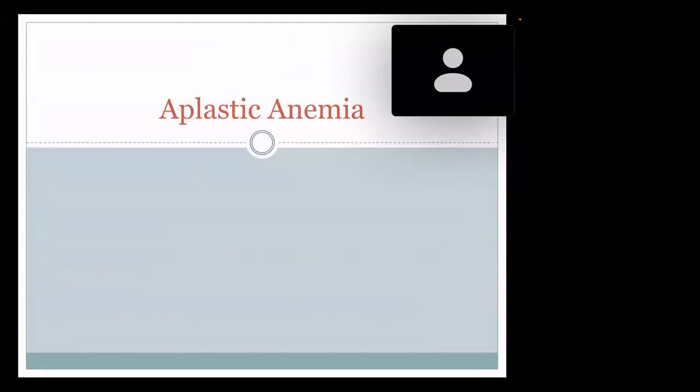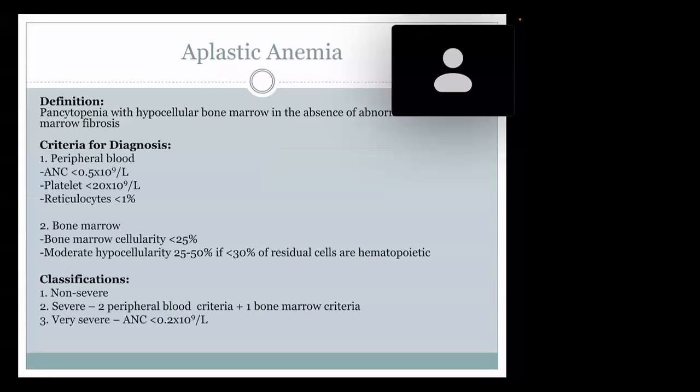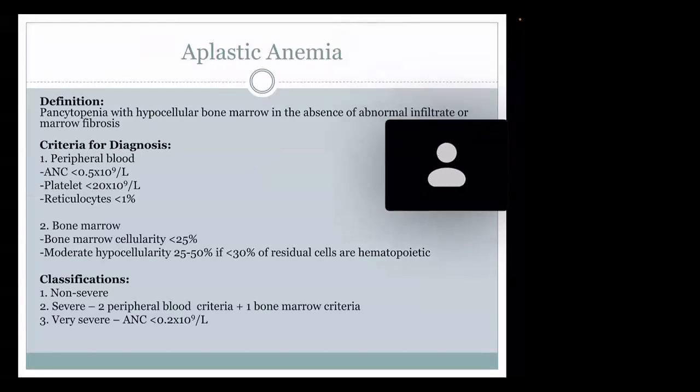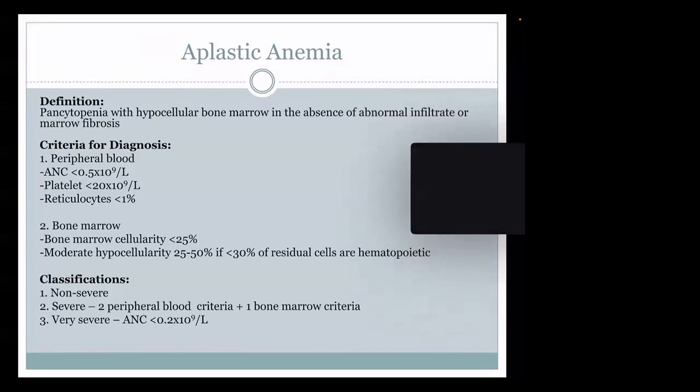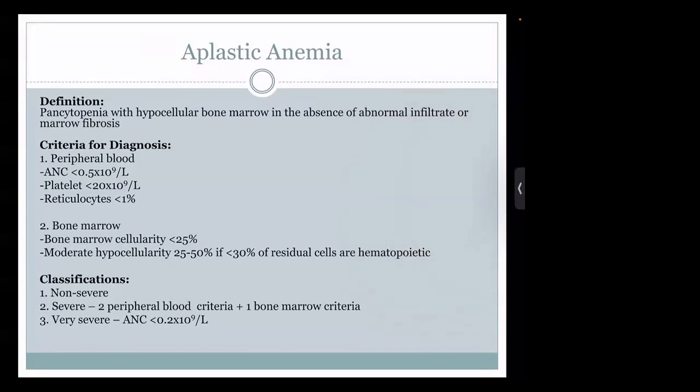Yeah. Our last session will be aplastic anemia. I will talk about the criteria to diagnose it, the severity, as well as the management, and how it differs by age and functional status. The definition of aplastic anemia is a pancytopenia with hypocellular bone marrow in the absence of abnormal infiltrate or marrow fibrosis. For the criteria to diagnose it, we have two.